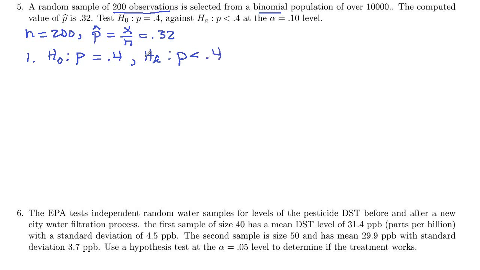Your equal is always part of the null. Step 2, select our alpha. That's given to us as 0.10. Step 3, sketch your rejection region if we're doing a classical hypothesis test.